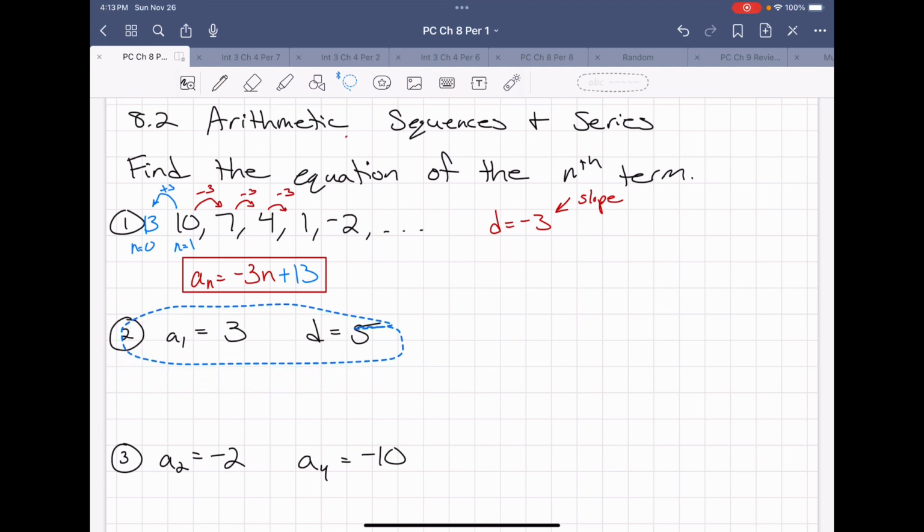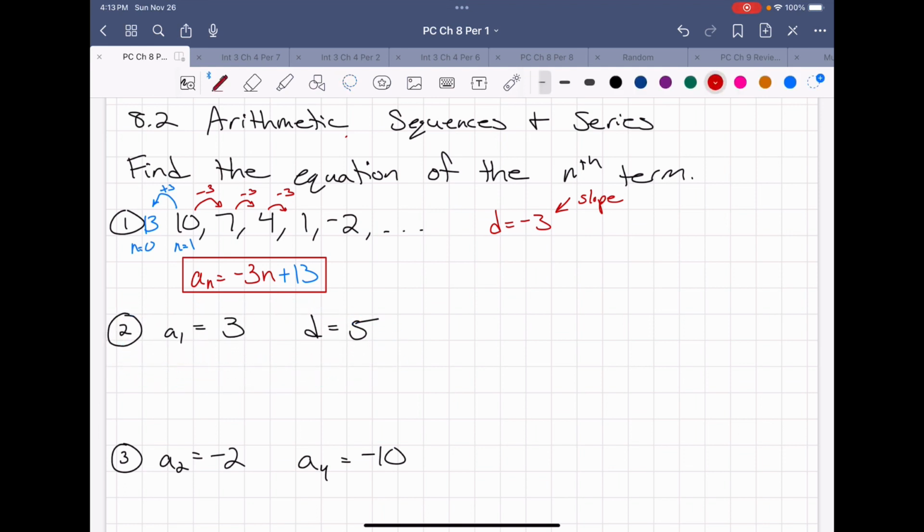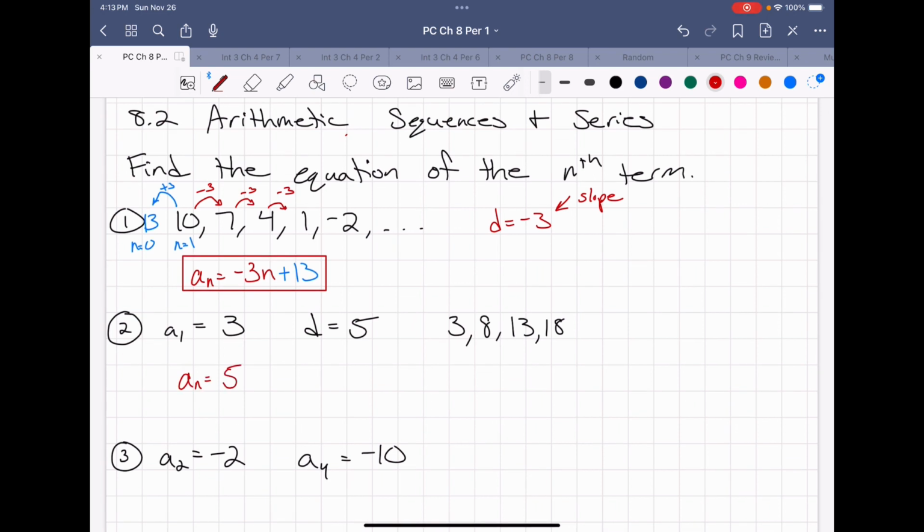Okay, example 2, I've given you a1 and d. So let's just start by listing out the sequence. a1, and then it's adding 5, so plus 5, plus 5, plus 5. You get the idea. So we know our sequence a sub n is going to be adding 5 each time, 5n. If I undo that one step, go backwards, minus 5, our b value, our y-intercept, would be -2. So 5n minus 2.